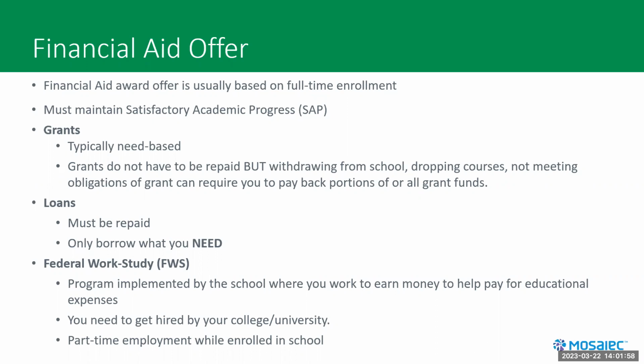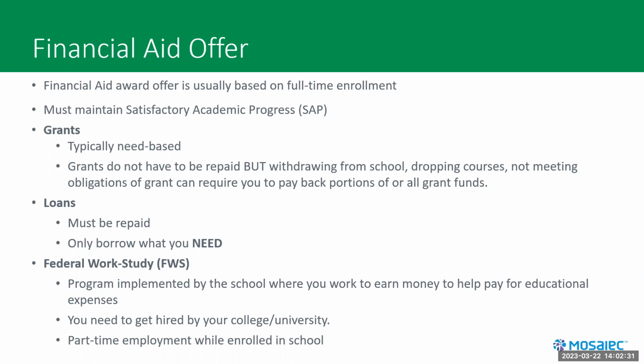Now, different types of awards that you might see on your aid offer are grants. Grants are typically need-based. You do have to show a financial need. That's the outcome of your FAFSA. Grants do not have to be repaid, but if you withdraw from school or you drop courses or you're not meeting obligations of a grant, then they can require you to pay back portions or all of those grant funds. So you have to be maintaining your eligibility to continue to receive those.